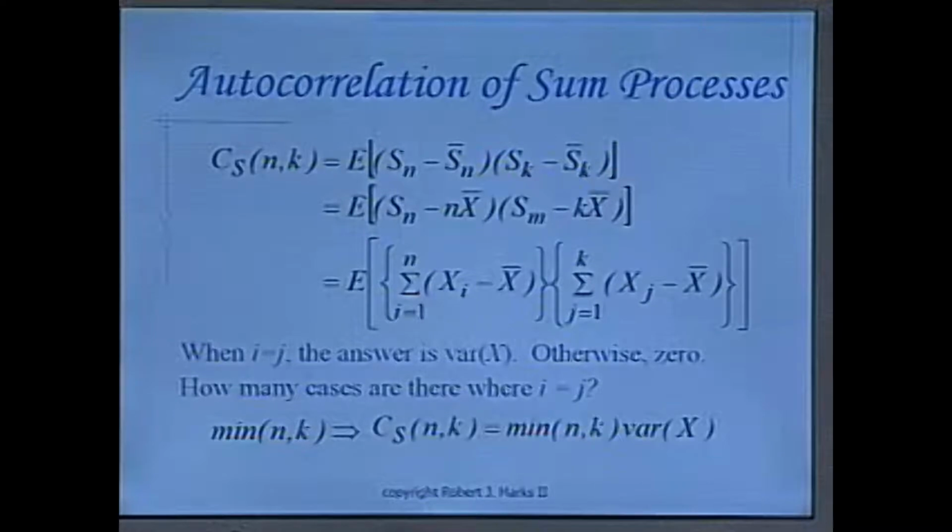The summation from 1 to 4 is subsumed in the summation from 1 to 20, right? One is a kind of a subset of the other one. And it makes a difference whether the K is subsumed in the N or the N is subsumed in the K. So the order, which one is the minimum or maximum, is very, very important. So it's the minimum of N and K times the variance of an individual random variable that the autocovariance was equal to. And we ended up last time doing this.